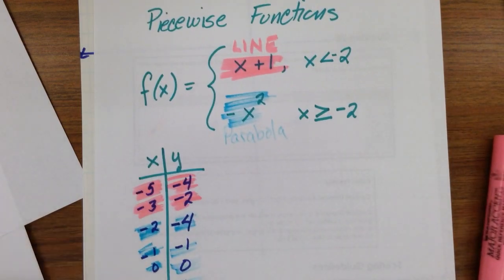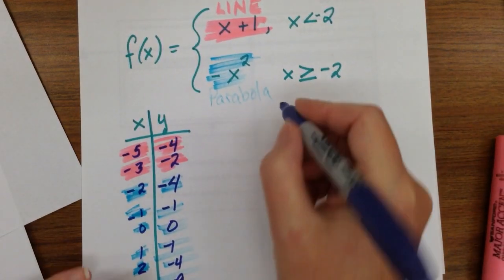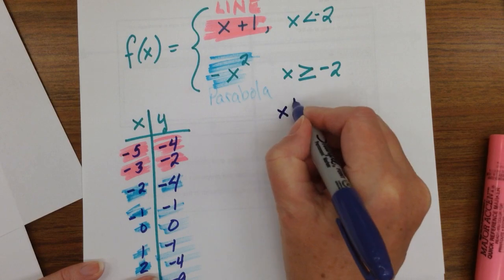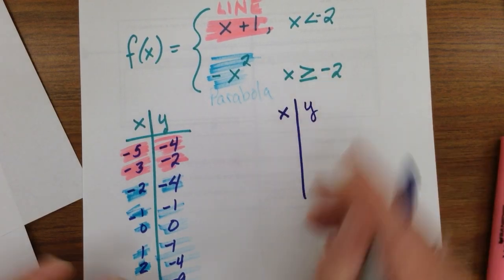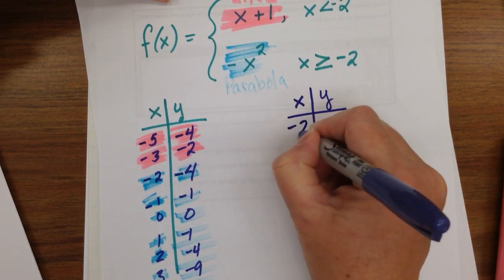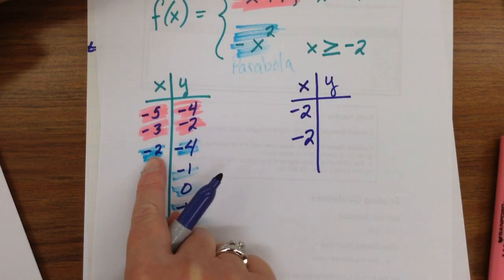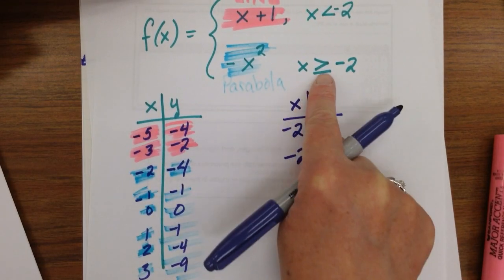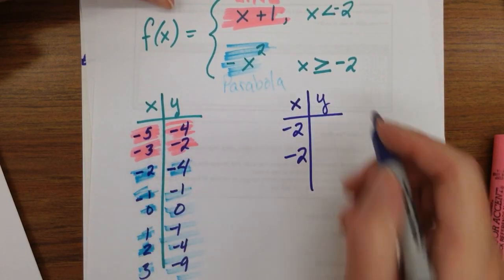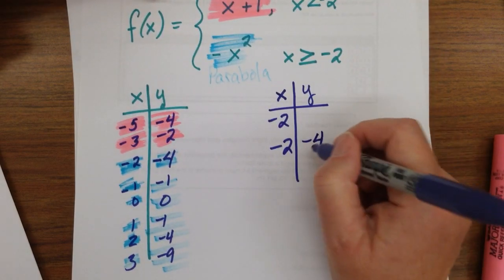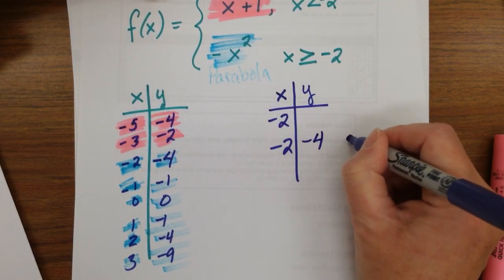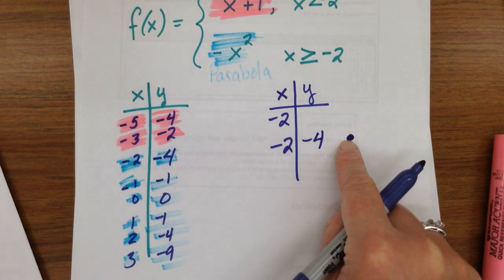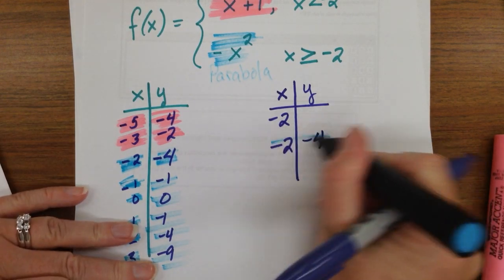What I'm going to do to finish this out is I want to consider very specifically -2. Now we already know at -2 there's a dot. Because of the equal to, there's a dot at -4. I'm going to emphasize that there is a point there by making a little dot. That is on my parabola, and it is a dot.